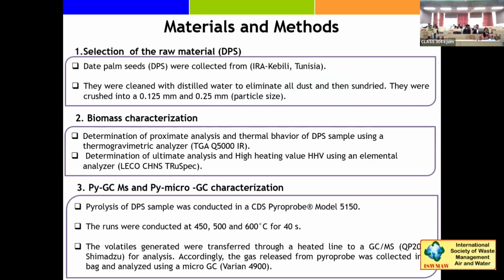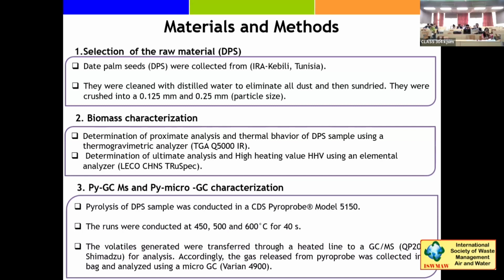Moving on to materials and methods used in this study. It's an overview of our tools and experimental setup. The date palm seeds were collected from Tunisia, and the particle size of this biomass was between 0.125 millimeters and 0.25 millimeters. The proximate analysis and thermal behavior of the date palm seeds sample were determined using a thermogravimetric analyzer, and the ultimate analysis and higher heating value were determined using the elemental analyzer.